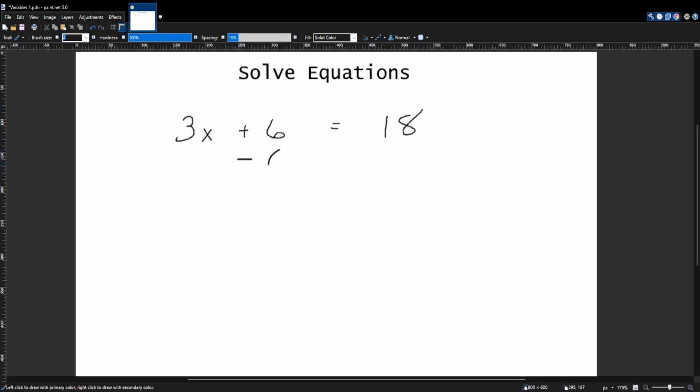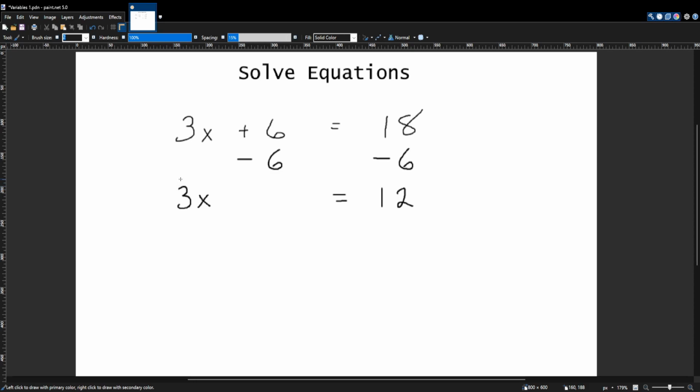So if we subtract 6 from both sides of the equation, then we will know what the left side of the equation was before we added the 6 to begin with. And so we'll have 3x is equal to 18 minus 6, which is 12.